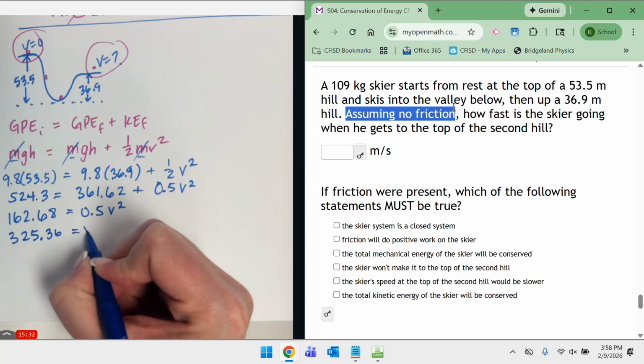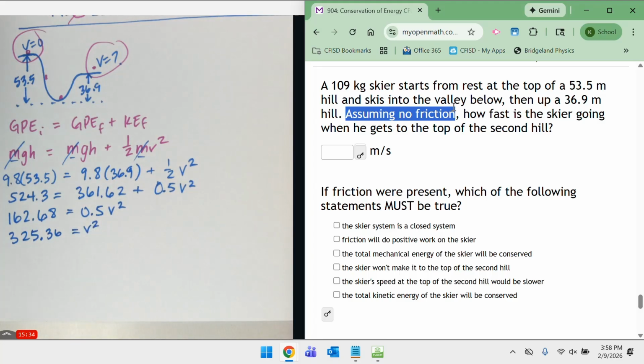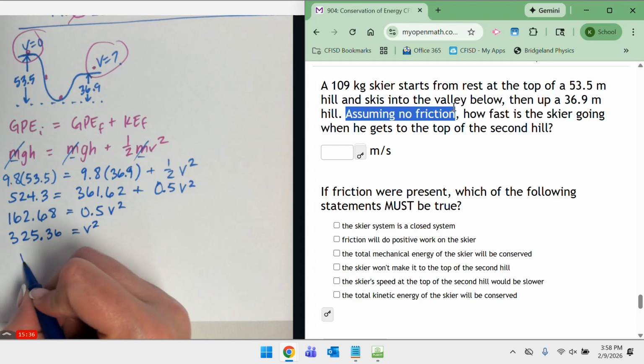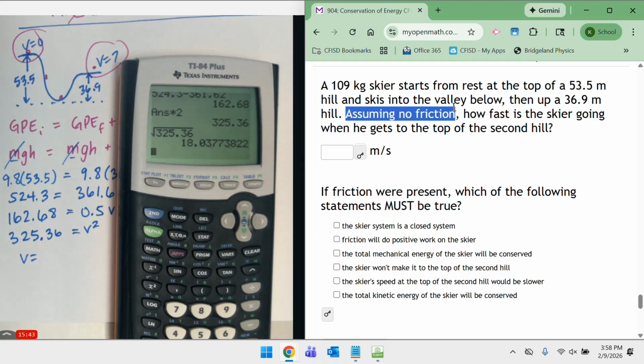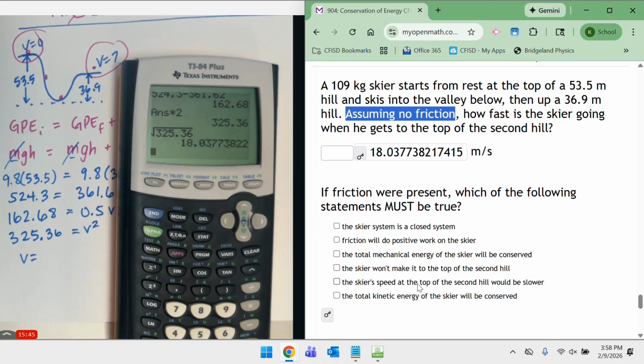But that's 325.36 equals V squared. And then you just have to take the square root, because you don't want V squared, you want V, and V will be the square root of that value, which ends up being that number. And let's see. There it is, same thing.